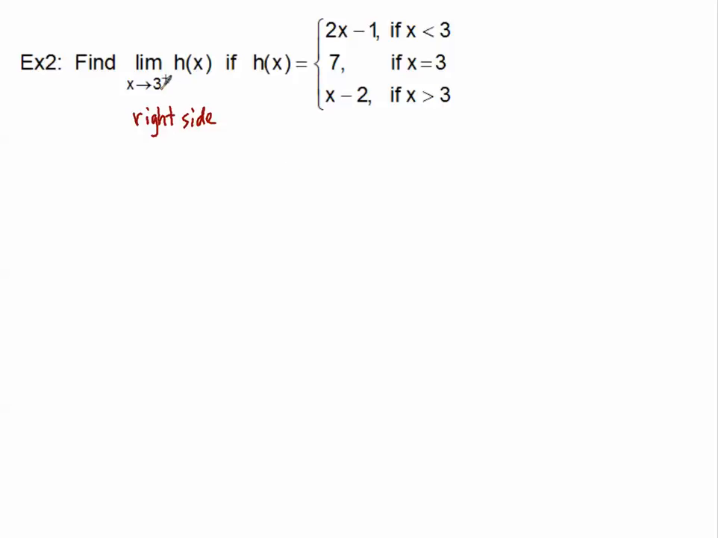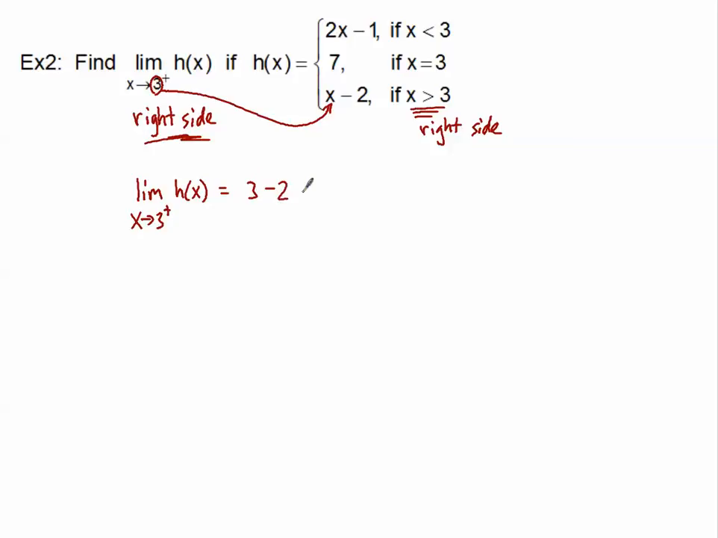Obviously, we're going to try to do direct substitution, and plug in a 3. Do we plug in a 3 into here, or into here, or into here? Well, which of these domains describes the right side of 3? I don't care what happens when x equals 3. I care about what's happening on the right side of 3, obviously greater than 3. So I'm going to plug my 3 right in there. So this limit as x approaches 3 from the right of h of x is equal to 3 minus 2, which is equal to 1.